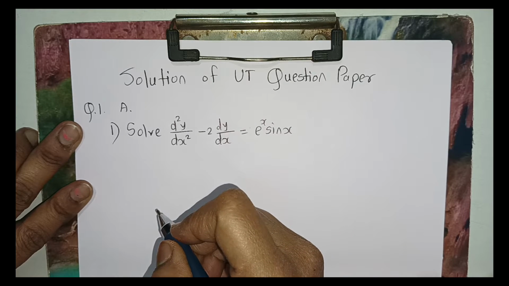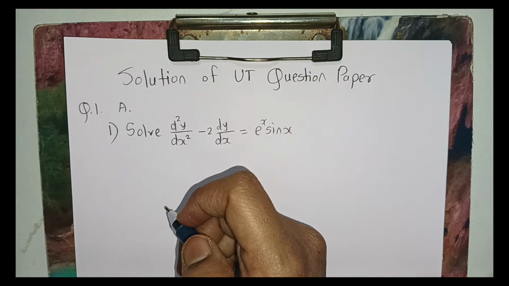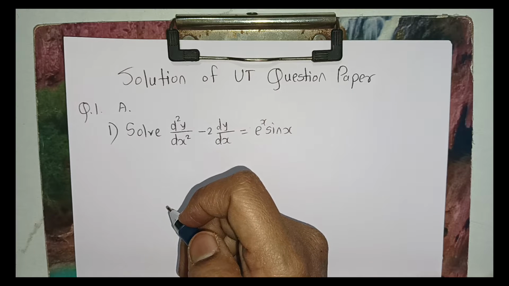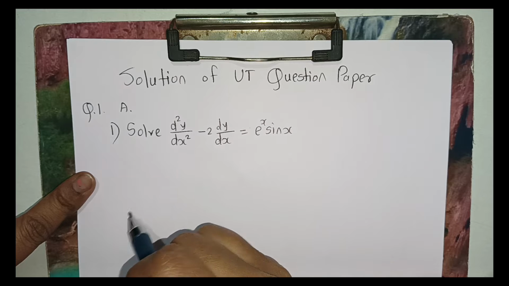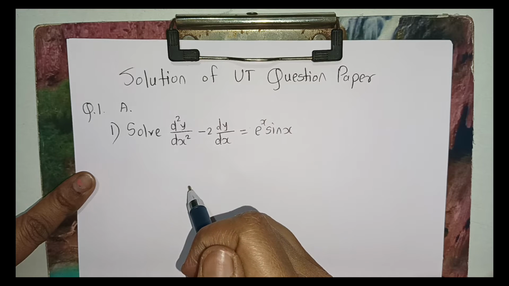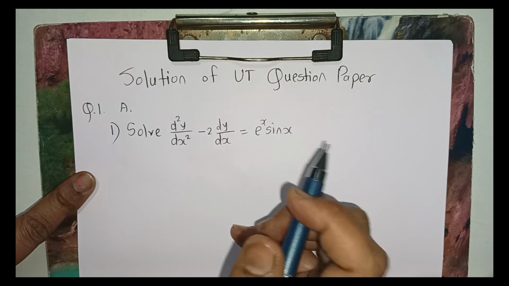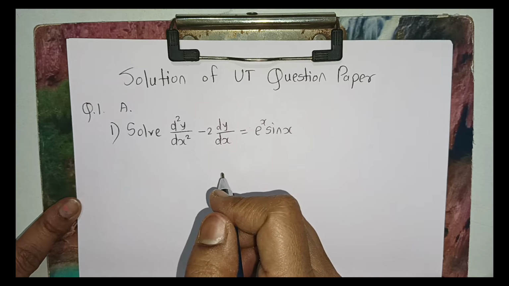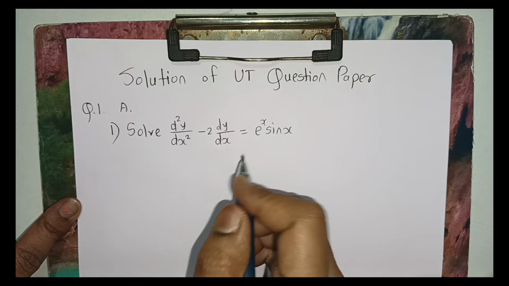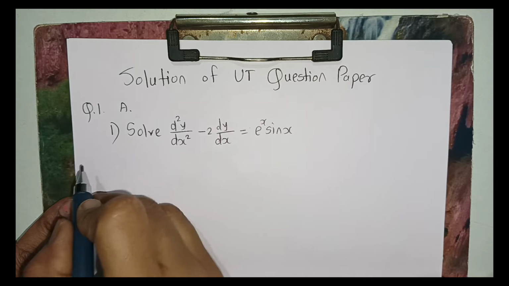Hello everyone. Today we are going to see the solution of the UT question paper. Question number 1a: solve d²y/dx² minus 2 dy/dx equals e^x sin x. This is a linear differential equation with constant coefficients. The right-hand side is non-zero, so this is non-homogeneous.